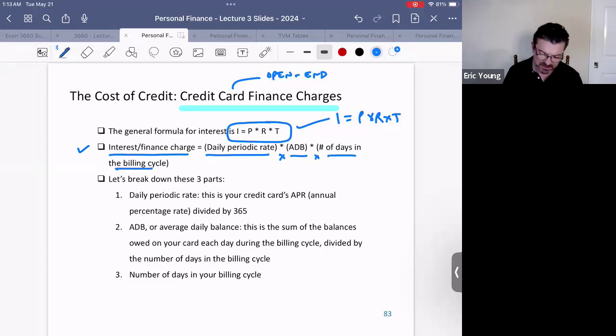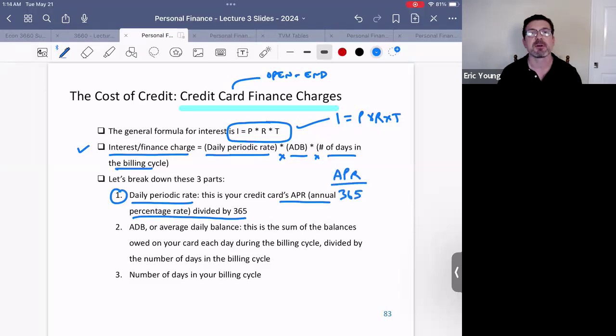Let's break these 3 things down. The daily periodic rate is equal to your credit card's APR. A stands for annual. So the APR divided by 365 is the daily rate. Again, APR is the annual rate. If you divide the APR by 365, that's your daily rate. That's the first variable.